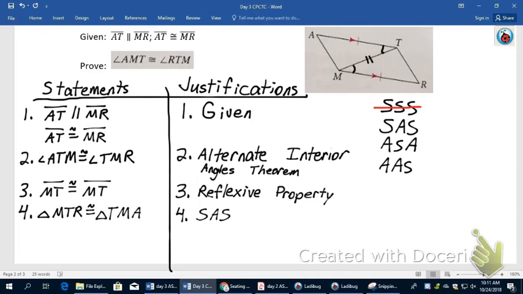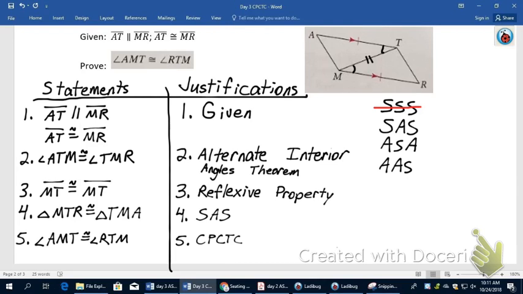Now we're ready to wrap up this proof because with the angles here, RTM will actually correspond with AMT. AMT. See how it went from third to first? On both of them, that's what's supposed to happen because they correspond. So the angles are congruent because corresponding parts of congruent triangles are congruent.